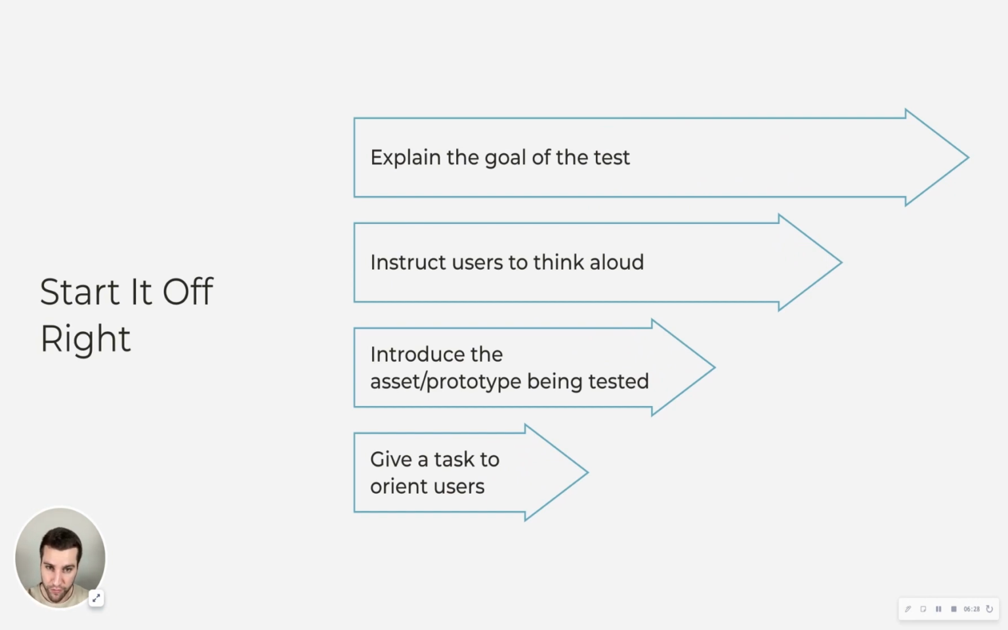What we want to do is first explain the goal of the test. Now be careful we don't bias here, right? We don't want to give away everything that they're going to be doing in the study, but generally you want to give them a little bit of introduction into what they're going to be doing instead of initially just jumping right into feedback. So explain the goal first.